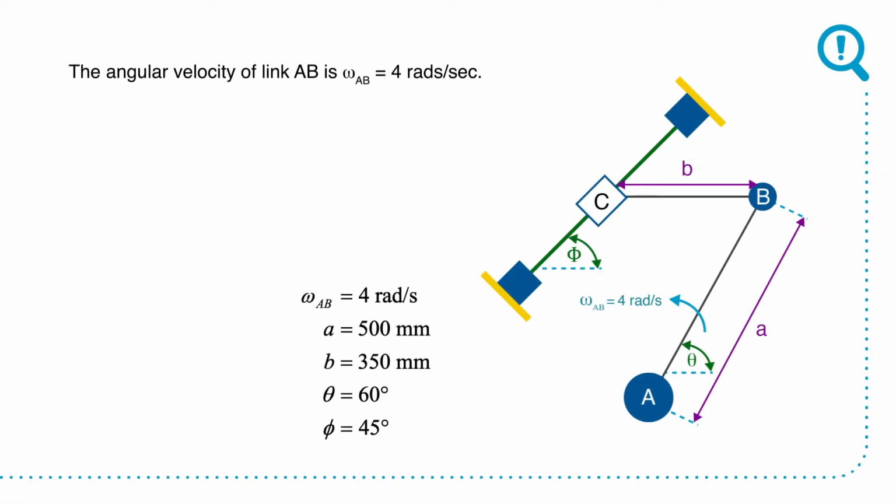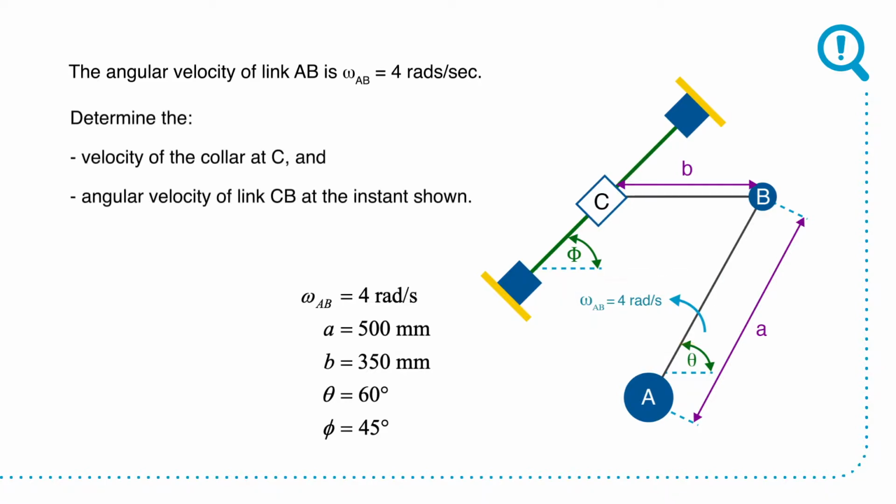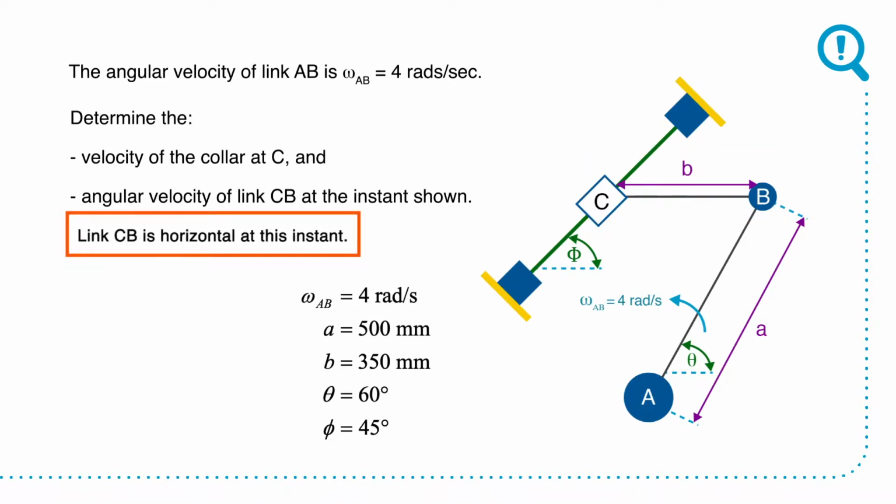We'll start with something not quite as complex as the one that'll follow, but it's still a bit complex. You have a link AB over here, and it's rotating at omega AB of 4 rads per second. You're asked to find the velocity of the collar C, right over here, and the angular velocity of the link CB, which is right here, at the instant shown. Link CB is horizontal at that instant.